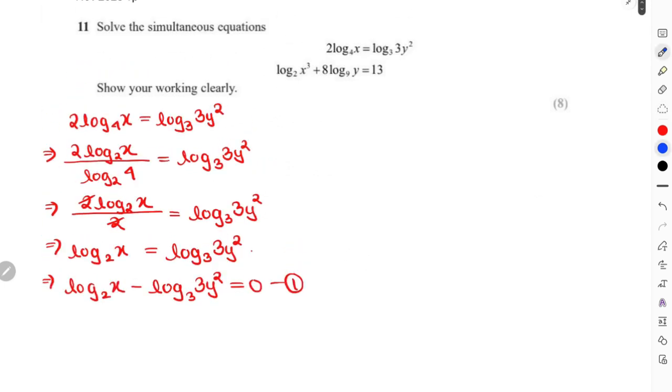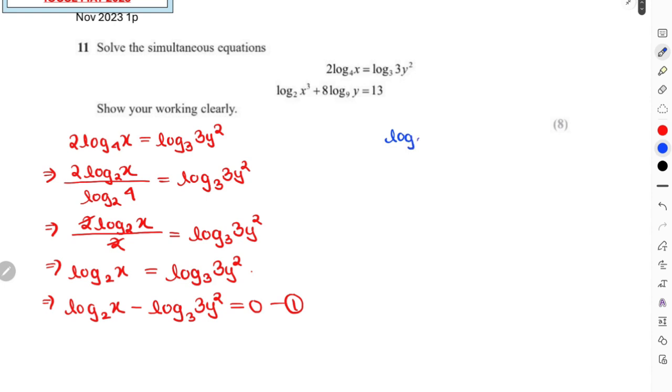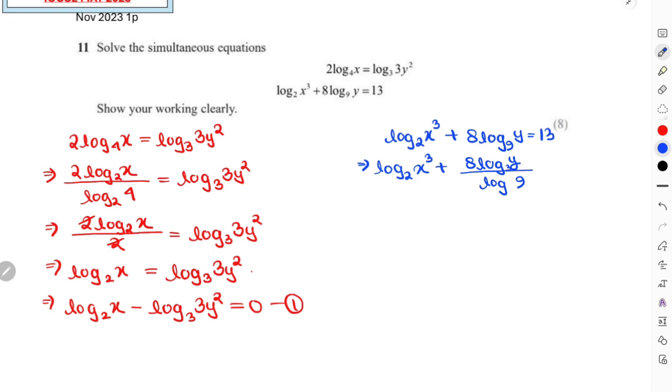And your second equation was log base 2 of x power 3 plus 8 log base 9 y is equal to 13. Over here I'm going to break down the log base 9. So I'll just keep log base 2 of x power 3 the way it is, and this one will be 8 log y divided by log 9. This time I'm going to take 3 as a common base over here.